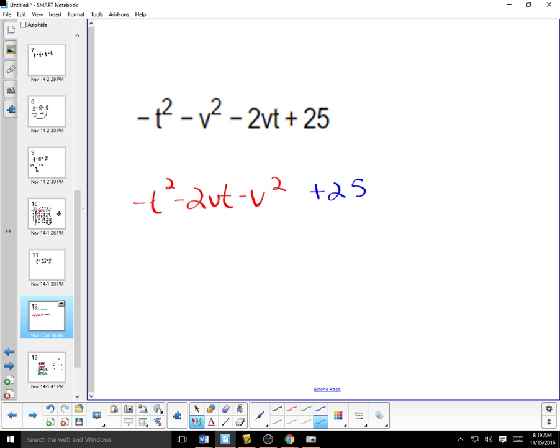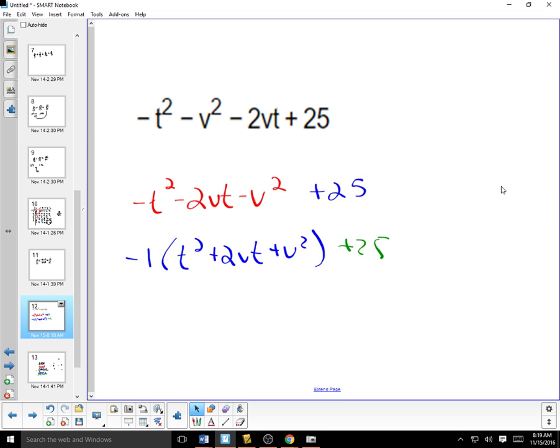Now the reason for that, I'll show you in a minute. Here I'm actually going to factor out a negative 1. This is going to become t squared plus 2VT plus V squared, and then of course the plus 25. If you take a look at the inside, that's actually a perfect square. That means if I factor that, it's going to become negative 1 times t squared plus v squared.